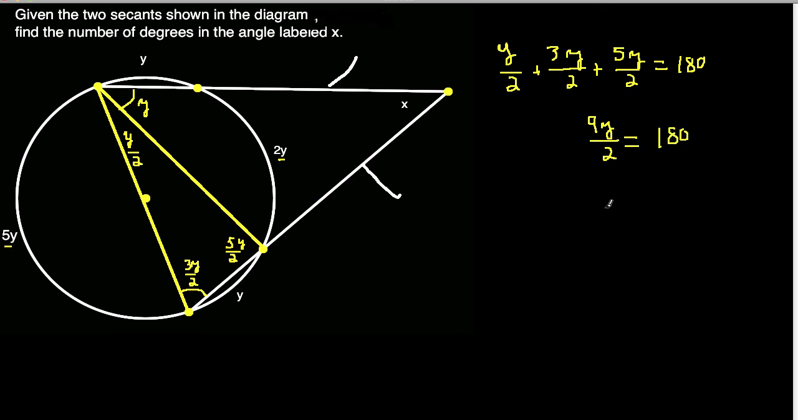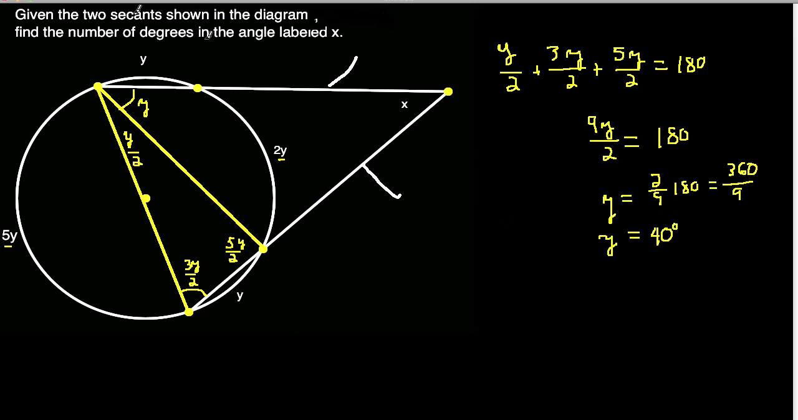Multiply both sides of the equation by 2/9, and I get y is equal to 2/9 times 180. That's 360 divided by 9, and 360 divided by 9 is 40. So y is equal to 40 degrees.